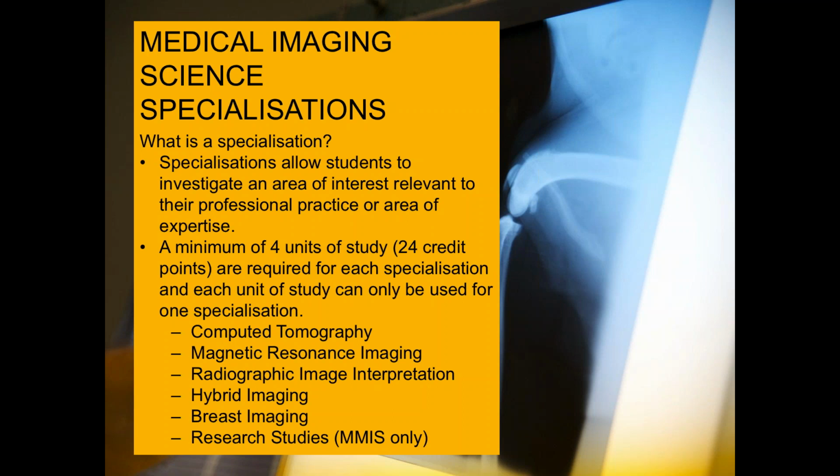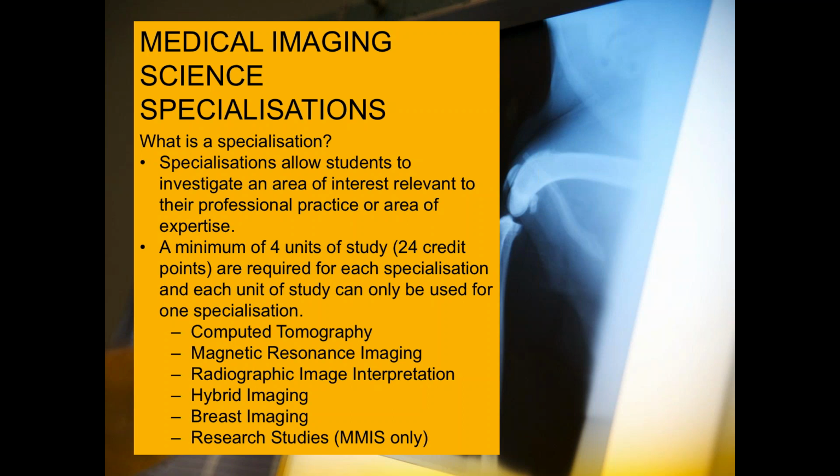So we've designed these specialisations to suit that particular need. And the typical structure of a specialisation is that you're required to complete 4 units of study. Now at Sydney University, each of those units of study are 6 credit points, so these add up obviously to 24 credit points.